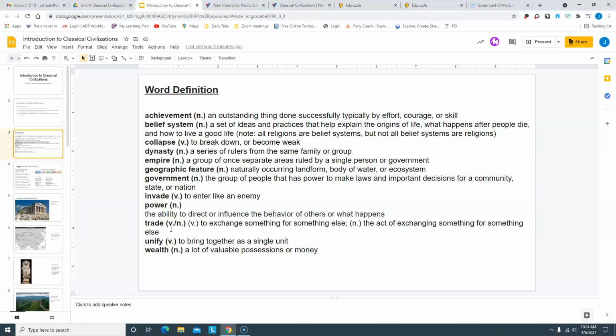Trade is very important for you to understand what trade means for this unit. It's a verb. It means to exchange something for something else. It can also be used as a noun, the act of exchanging something for something else. Unify, to bring together as a single unit. And wealth, a lot of valuable possessions or money. We're also going to be looking at a couple other words later on in this lesson.